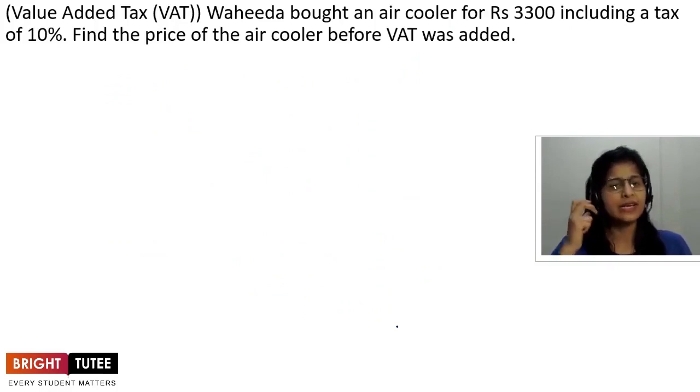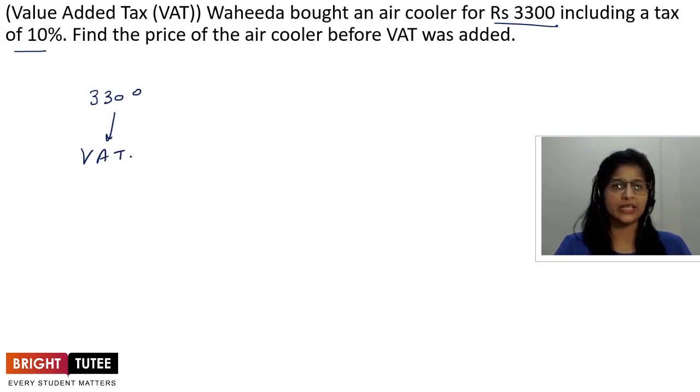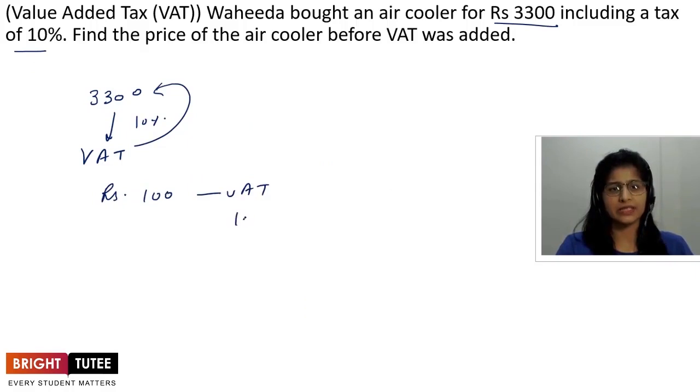Here is another question. It says Wahida bought an air cooler for rupees 3300 including a tax of 10%. That means 3300 has VAT also, value added tax, or we say the tax added into it, and 10% is included in it, right? So suppose I consider that I have rupees 100 and if the VAT is 10%, then the total money that I have to pay is 100 plus the VAT.